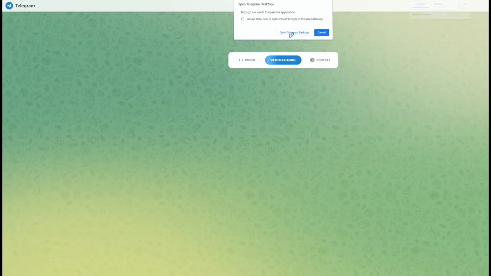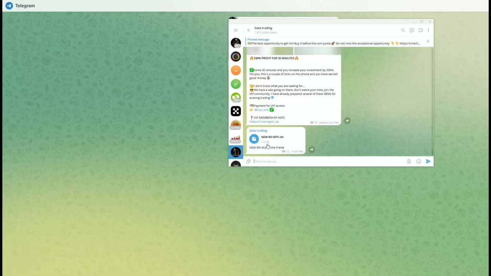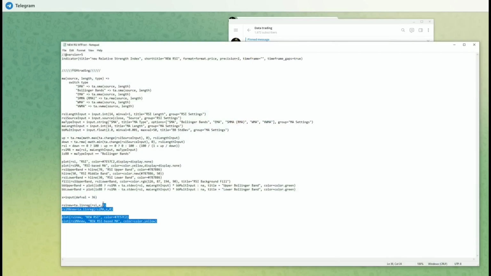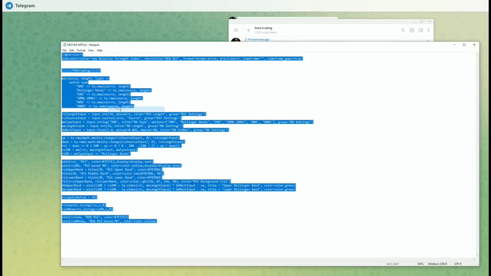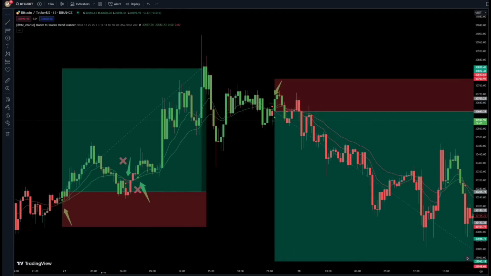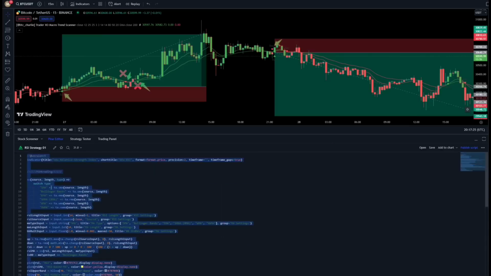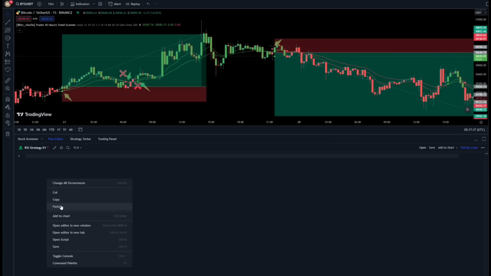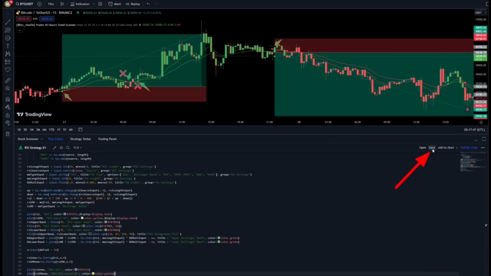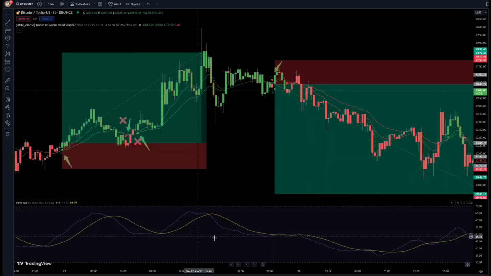Open the Telegram channel and download the indicator's code. After opening the file, copy all the codes in here. Then open TradingView and the Pine Editor tab. Delete all of the code lines in here and paste the copied code instead of them. Then click the Save option and then add it to the chart in order to apply the indicator to the chart. Okay, the advanced RSI indicator now is added to the chart.